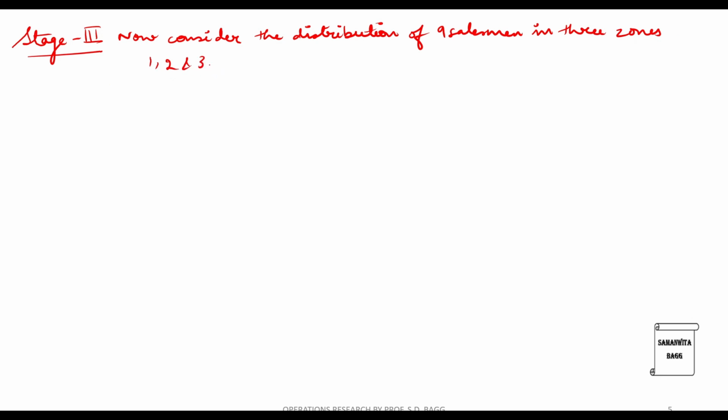1, 2 and 3. So the decision at this stage will result in allocating certain number of salesmen to zone 3 and the remaining to zone 2 and 1 combined. And then by following the backward process, they will be distributed to zone 1 and 2. So let's see how we do it.